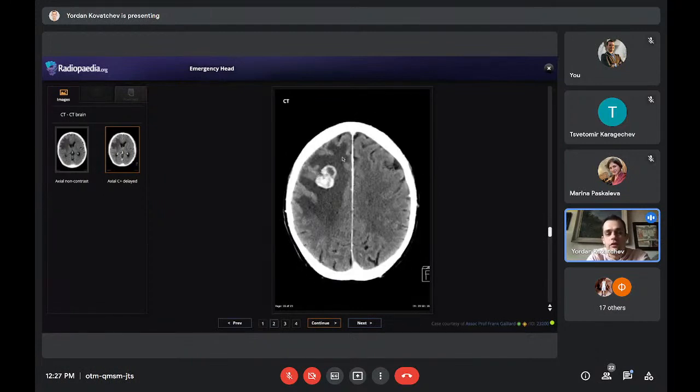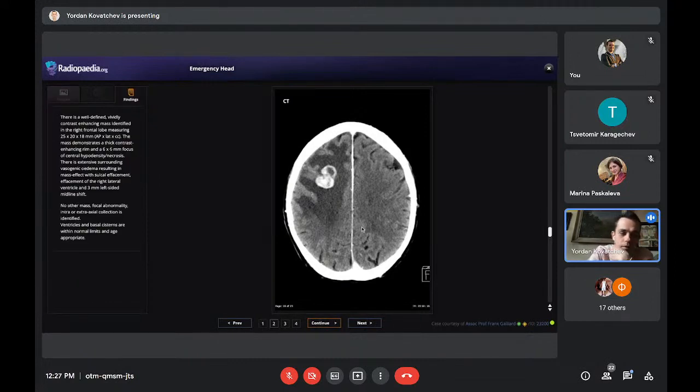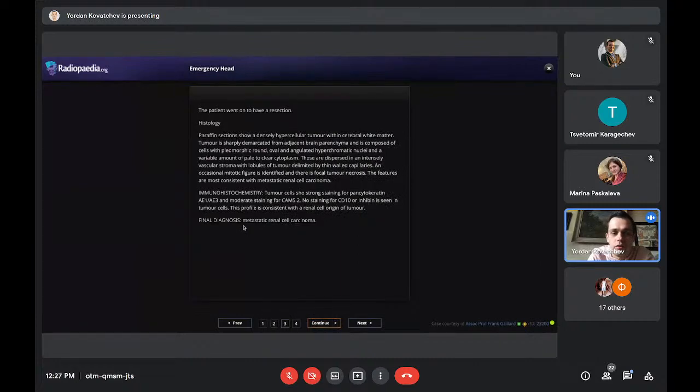But in this case, the patient has metastasis, and this is vasogenic edema. Notice how big it is around this. The metastases are not so big, well, not small as well, but the edema is so big. And this is a sign for you to think maybe there is a mass, there is something going on underneath it. And so it was proven as metastatic renal cell carcinoma.